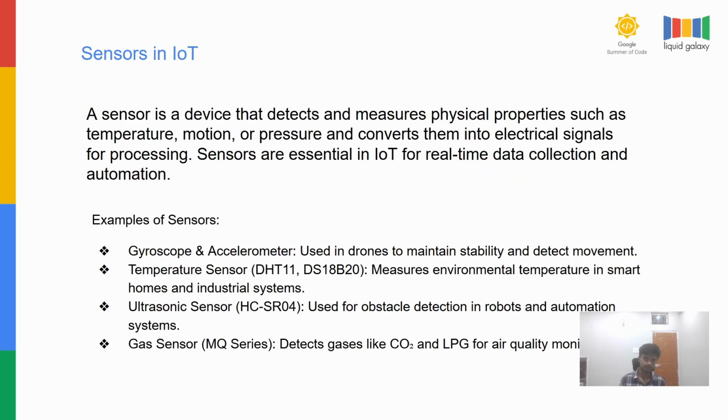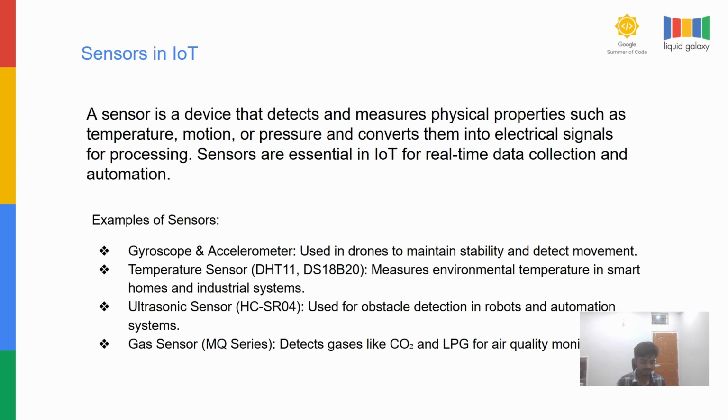Sensors in IoT. A sensor is a device that detects and measures physical properties such as temperature, motion, or pressure and converts them into electrical signals for processing. Sensors are essential in IoT for real-time data collection and automation.